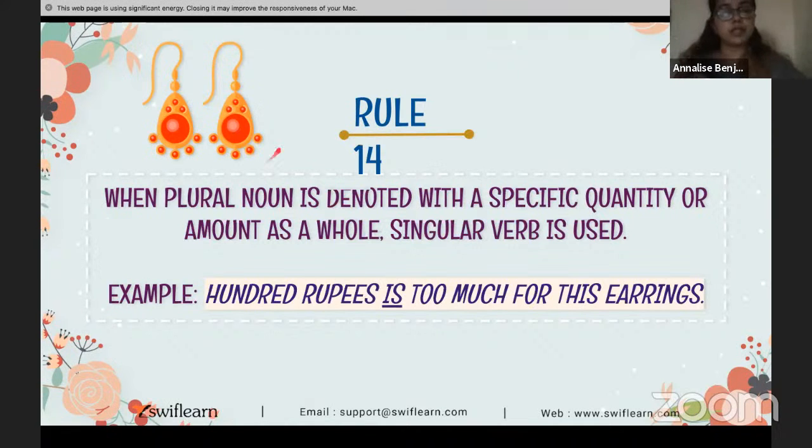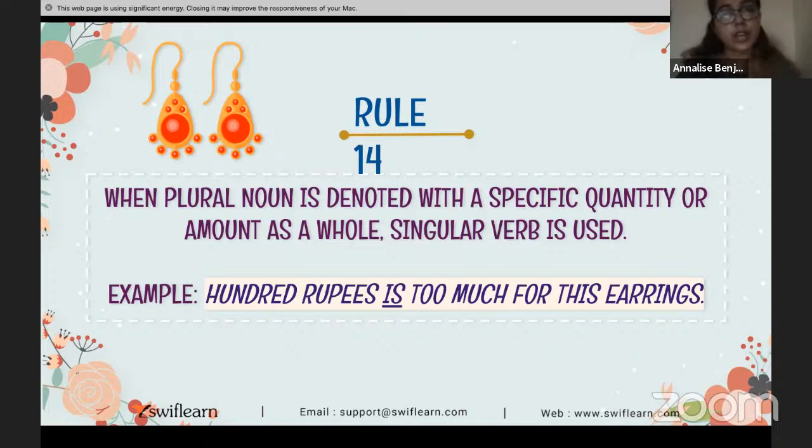In rule number 14, we are talking about those nouns which are plural on their own. Okay, why are they plural? Because they are talking about a specific quantity or a specific amount. For instance, when we're talking about money, right? We talk about money in large quantities, like we'll say 100 rupees or 50 rupees or 1,000 rupees.